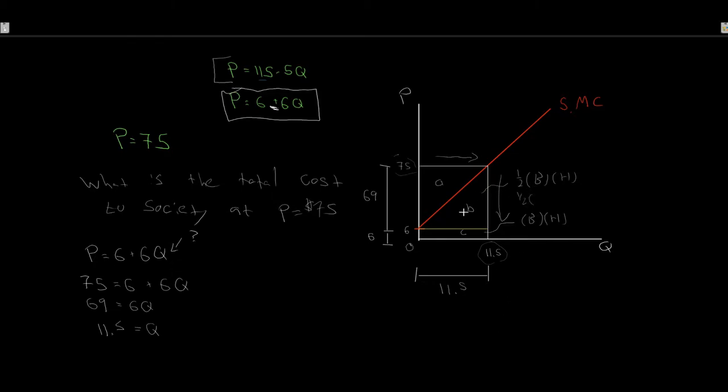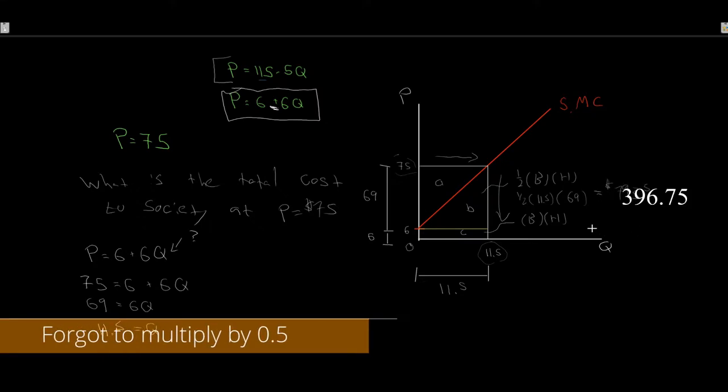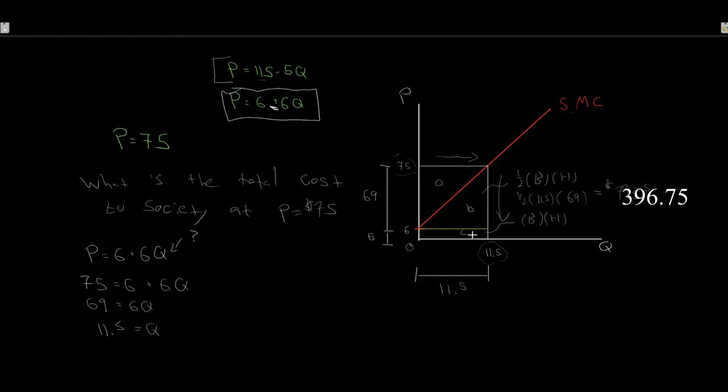To update then, area of B, this triangle: 1/2 times a base of 11.5 times a height of 69. So 11.5 times 69 gives me 793.5. What about little C here, this little rectangle? In this case, this little rectangle has a base of, again, 11.5. I'm jumping down below the axis here. I didn't have room to fit that in. And a height of 6. So we have 6 times 11.5, which gives us 69 as our total cost of C.